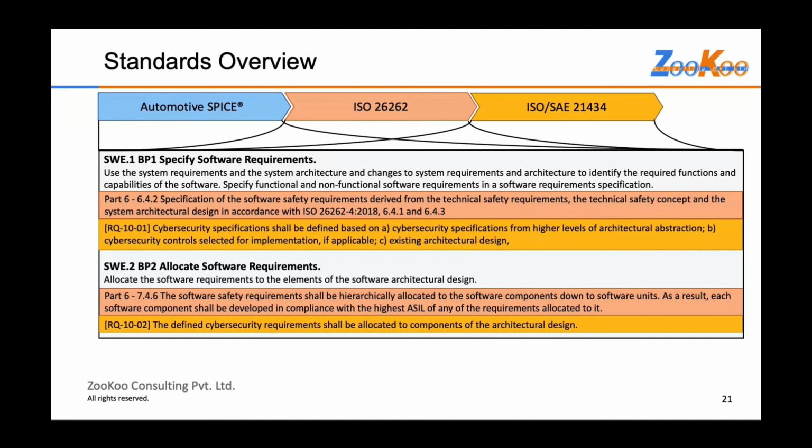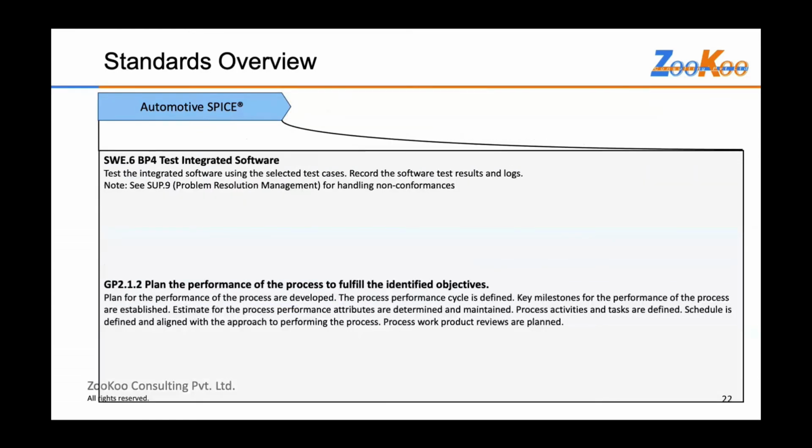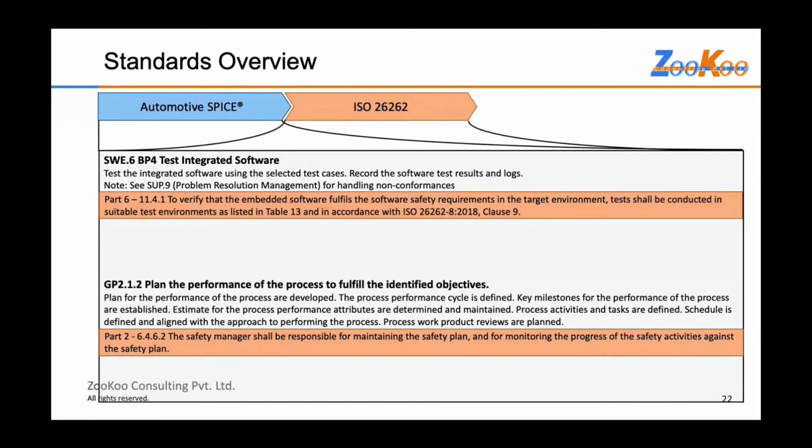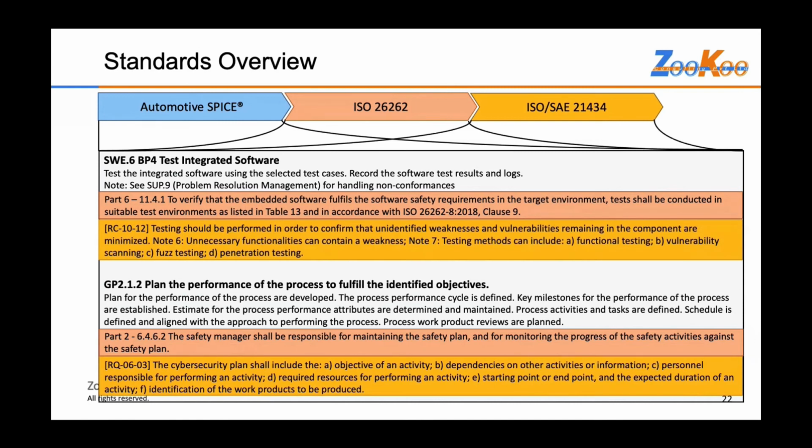I picked up examples here from software requirements and from software architecture design. Another I picked up from testing and the level 2 requirement. Here also you will find the information is the same. Test the integrated software: here we are verifying that the embedded software fulfills the safety requirement. If we see cybersecurity, then yes, testing should be performed in order to confirm that unintended weaknesses and vulnerabilities remaining in the component are minimized.